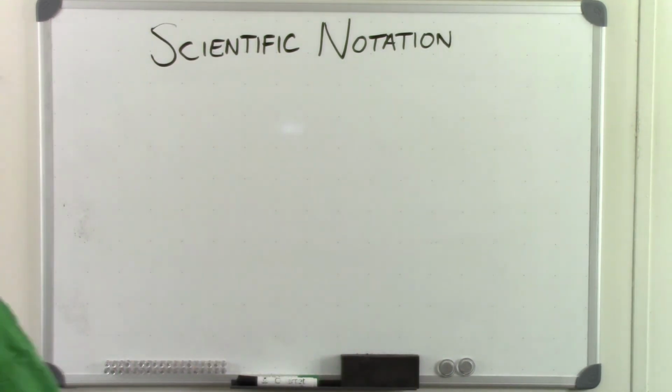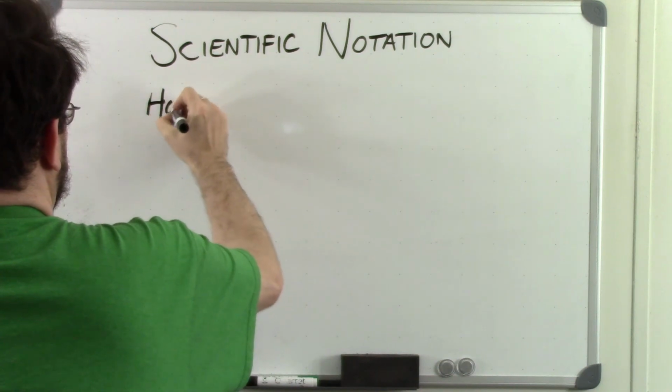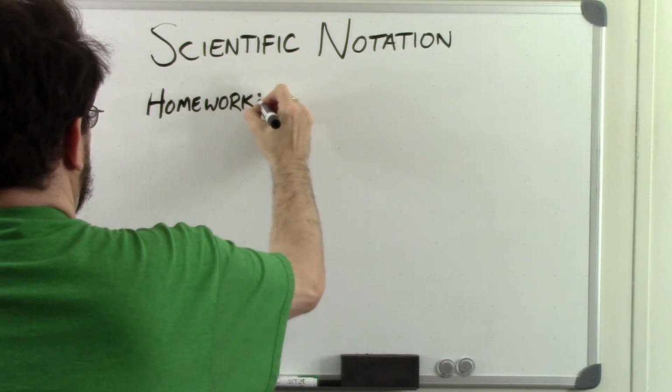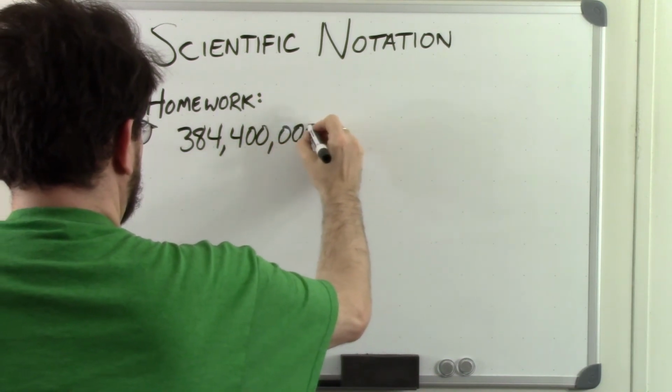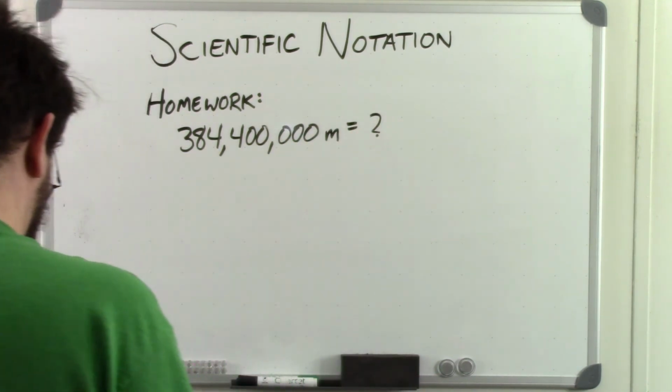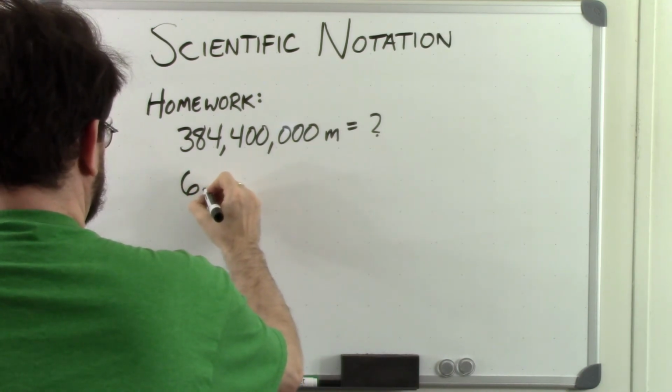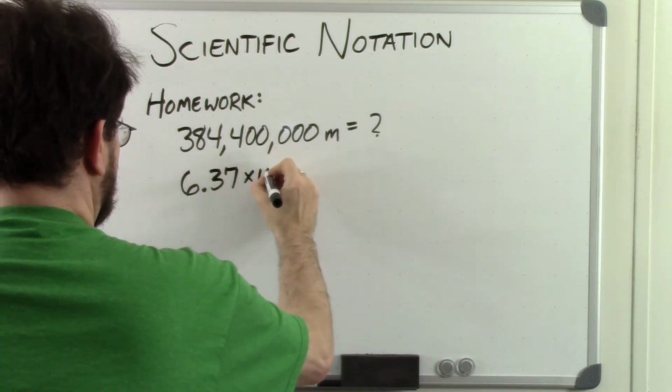The Moon is 384,400,000 meters from the Earth on average. Express this in scientific notation. The Earth's radius is about 6.37 times 10 to the 6th meters. Express this as a decimal with no exponent.